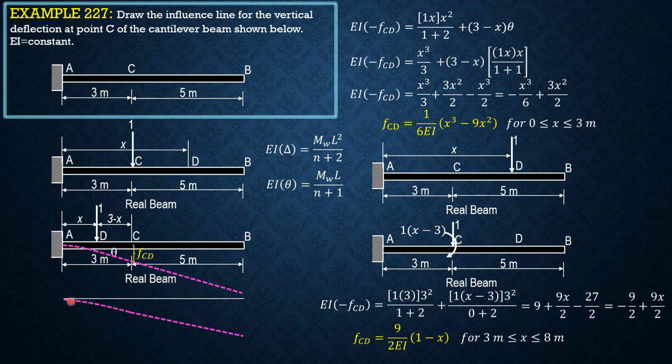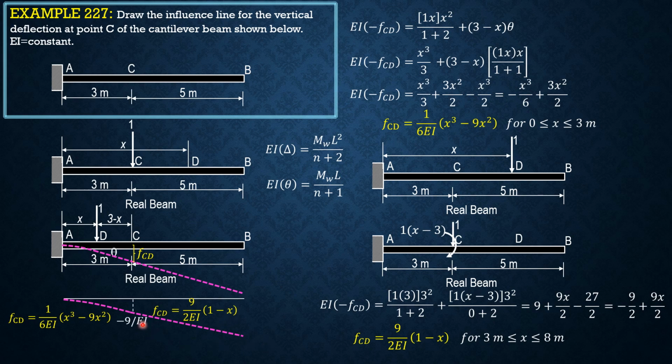So the equation of this curve from 0 to 3 is given by this expression: 1 over 6EI times quantity x cubed minus 9x squared, where the value just over C is, when x is 3, 3 cubed, 27 minus 9 times 3 squared, divided by 6. So that would be, this is the other equation, 9 over 2EI times 1 minus x, which is a straight line going down.